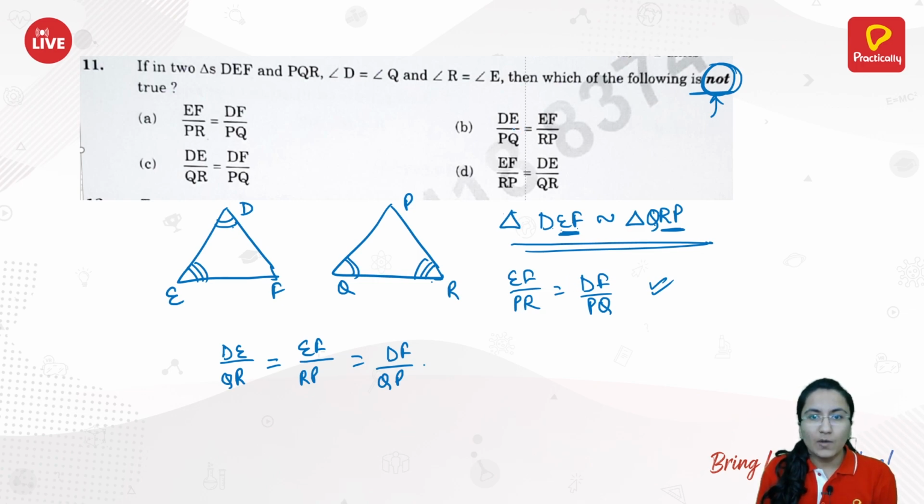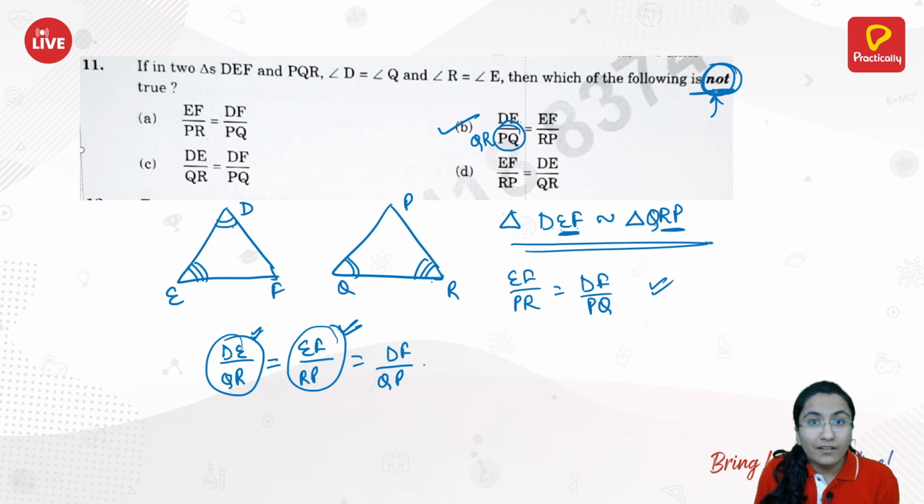Let's check for the B option. You have DE by PQ. DE by QR must be there. It's the same as EF by RP. EF by RP, this is the same, but this is not the same. So that means here instead of PQ you need QR. So this is the correct answer, because we want to mark that option which is not true. For this to be true you need QR in place of PQ, right? So option B is the correct answer.